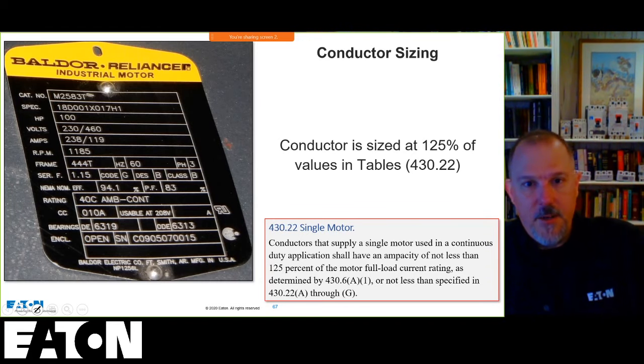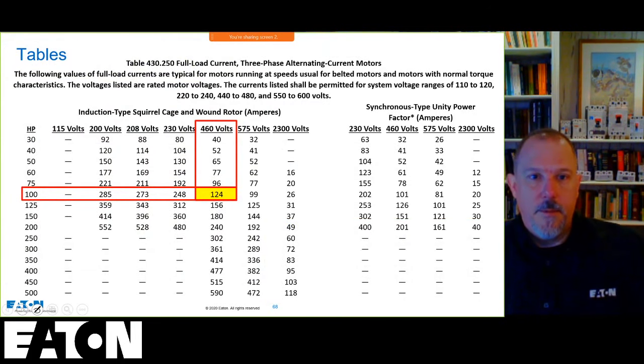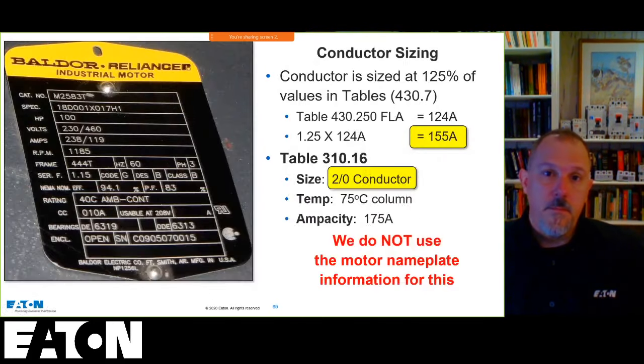All right. So conductor size is at 125% of the tables in 430.22. There's the language in 430.22 for a single motor, and that's what I have here. So what I do is I go to that table, and we did this as part of the question. I found 124 amps for full load amps on a 100 horsepower, 460 volt motor. I multiply that by 1.25, I get 155 amps. Just double check. Yep, 155. So I can size that for a 2/0 conductor, 75 degree C column. The ampacity for that is 175 amps, and I don't use the motor nameplate for that. So that gives me my conductor.